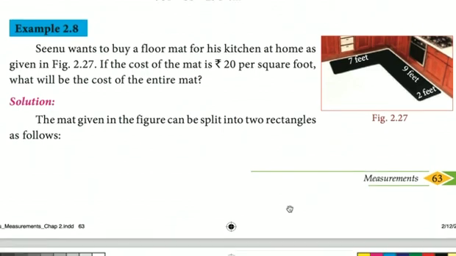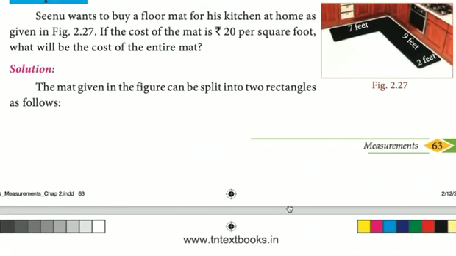Okay, one more example. You can see Sinu wants to buy a floor mat for his kitchen at home as given in figure 2.27. If the cost of the mat is 20 per square foot, what will be the cost of the entire mat? Okay, 2 feet this side. So this is 2 feet.